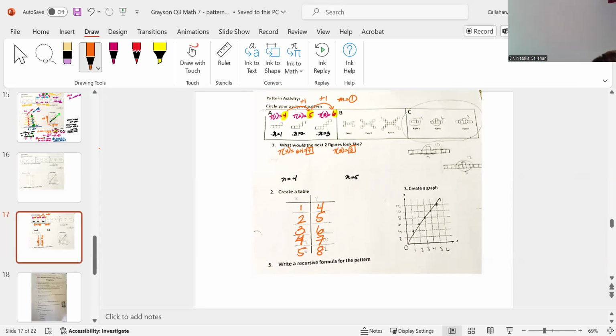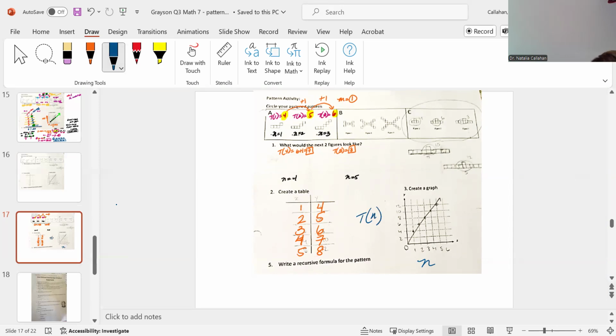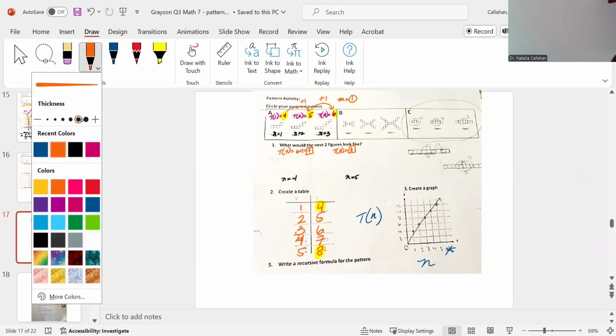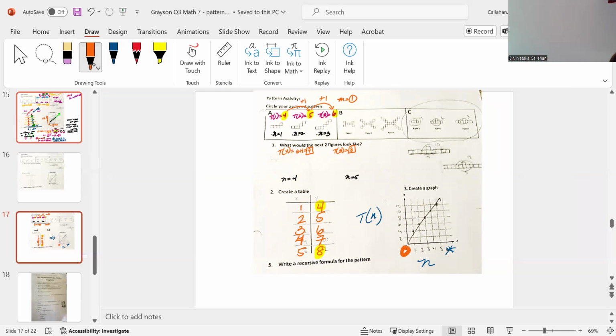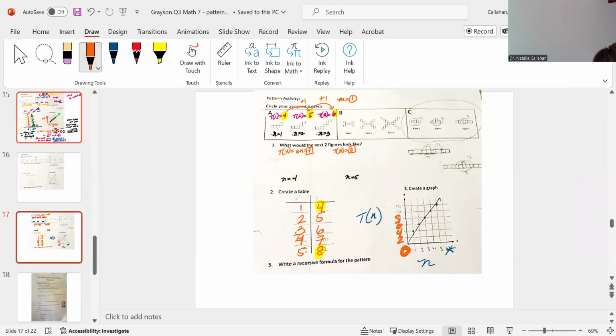If you go ahead and do your table, you have to label it. N is here, t of n here, right? This is 1, 2, 3, 4, 5. So we stop right there. And then here, notice that your smallest number is 4 and your biggest number is 8, right? So starting at 0, that's fine. You could do 2, 4, 6, 8, 10. You can stop right there.